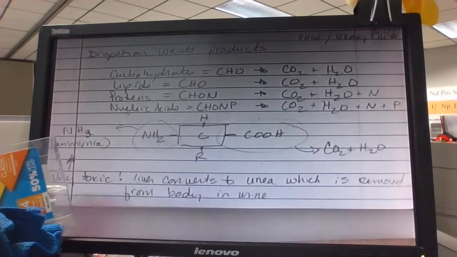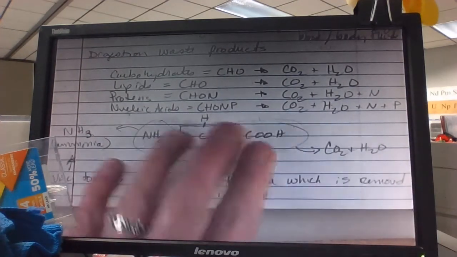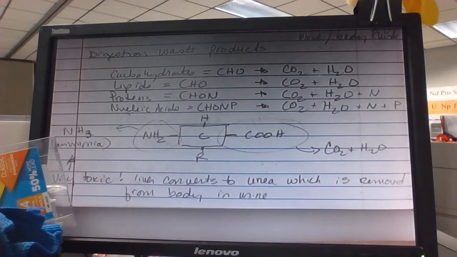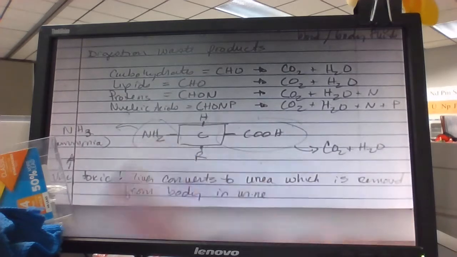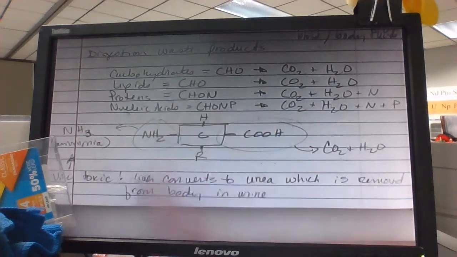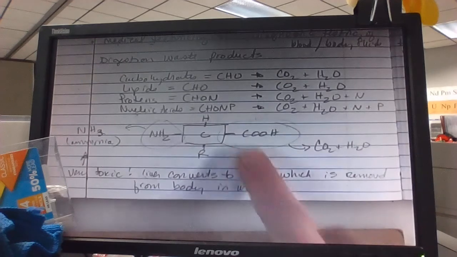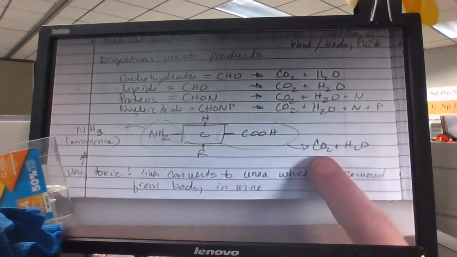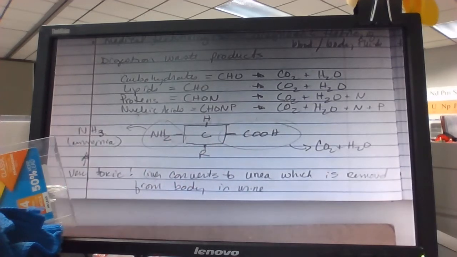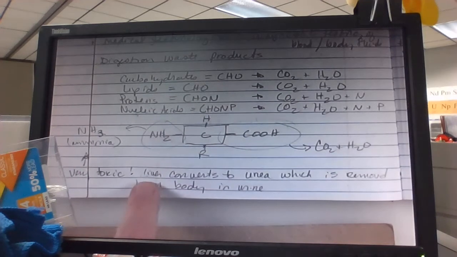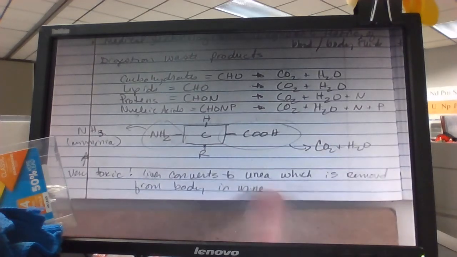So hopefully you recognize this as an amino acid, one of the monomers for a protein. We have our central carbon, hydrogen, our variable group, the COOH, and the NH2. When this is broken down, the COOH, the carboxyl group, ends up creating carbon dioxide and water, but the amine group ends up creating ammonia. Ammonia is very toxic to us, and we need to process it and get it out of our body as soon as possible. The liver is what converts ammonia to urea, and that's removed from our body in urine.